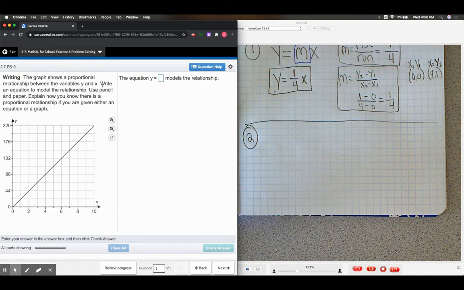Here's our goal for the day: write an equation to model the relationship using pencil and paper. Explain how you know there is a proportional relationship. I already answered that part for you. Explain how you know there is a proportional relationship if you are given an equation or a graph. If it's a graph, it better be going through that 0, 0 if it's proportional. All right, so we just got to find slope, ladies and gentlemen.